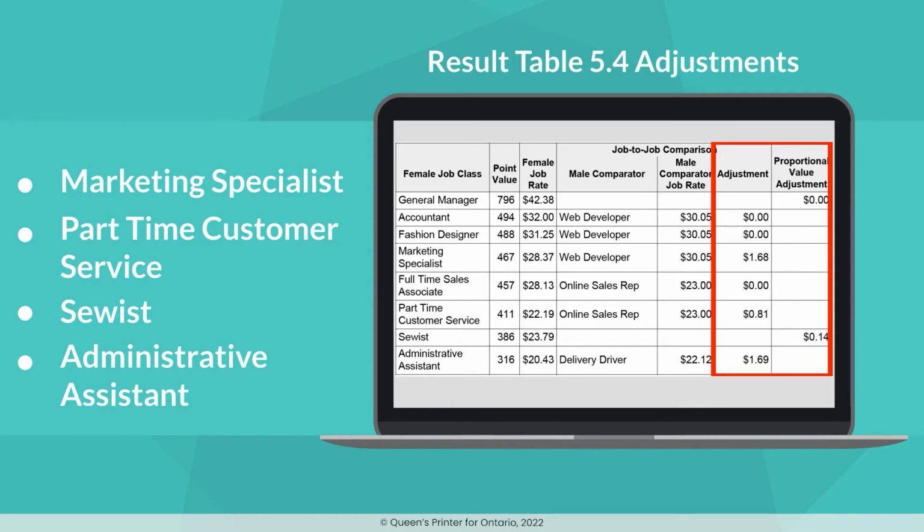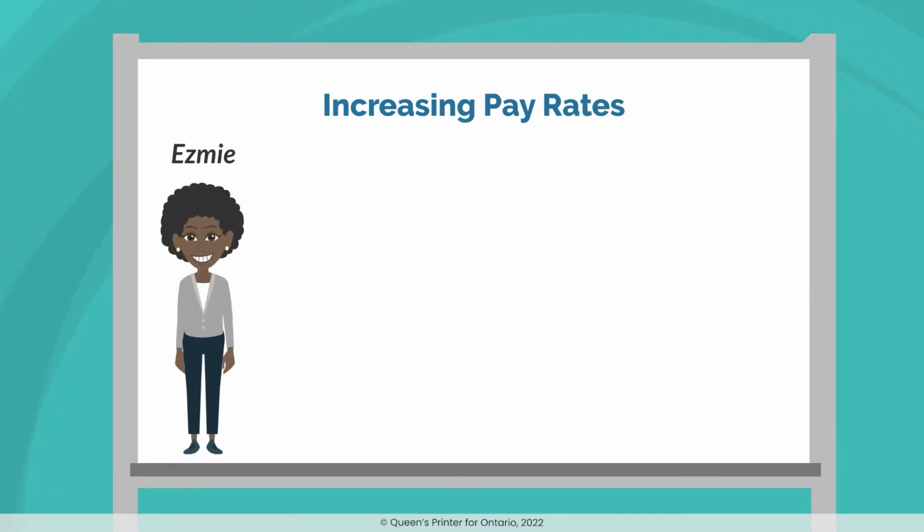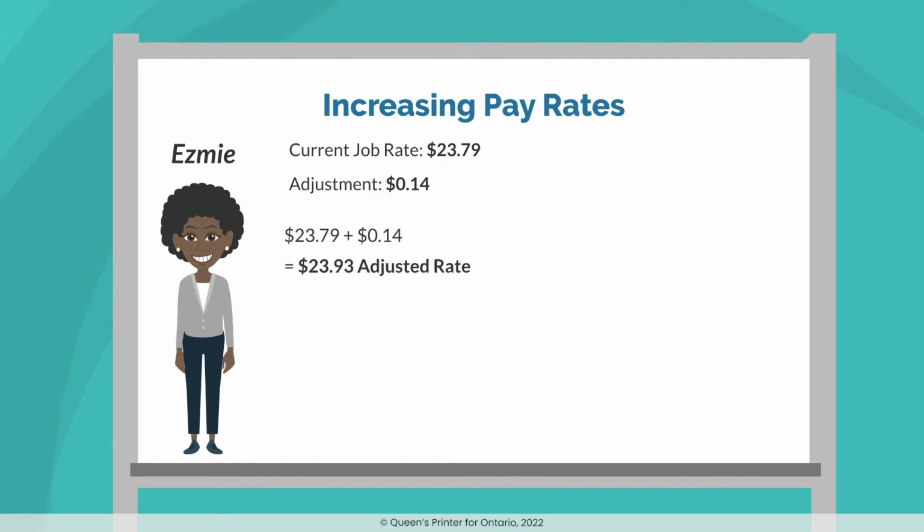Could you give me an example? Sure, let's take a look at the annual impacts of adjustments by calculating the adjusted job rate for the sewist job class, which is paid an annual salary. We converted that annual salary to an hourly rate and determined the job rate to be $23.79 for our 2021 pay equity exercise. With a 14-cent upward adjustment that the toolkit showed us is needed, the adjusted job rate is $23.93.